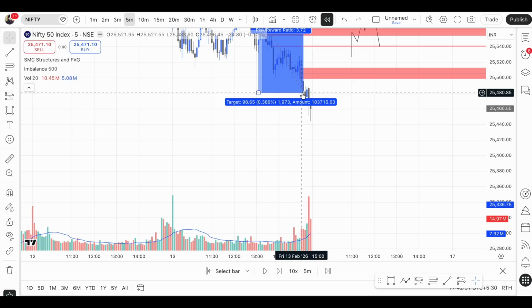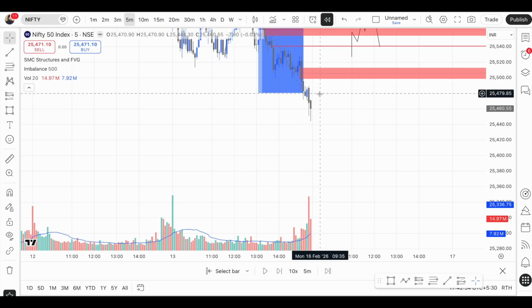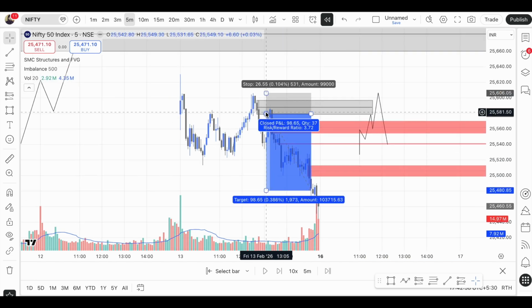I closed my position here because it was around closing time. I don't extend my trades. I don't carry forward my trades. That is my general rule. You should have certain specific rules.